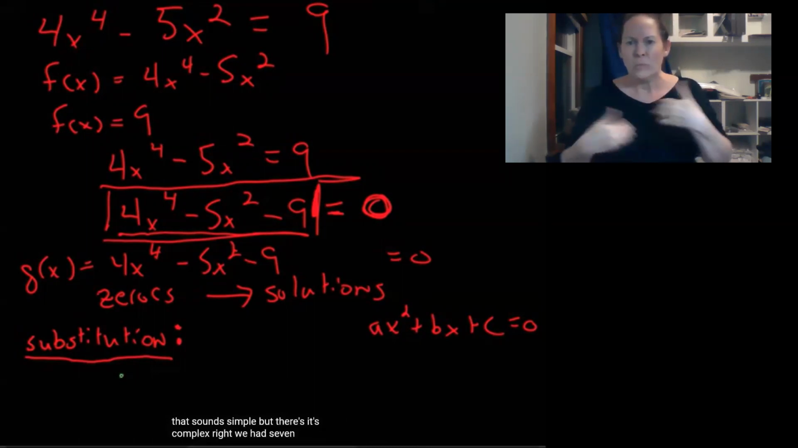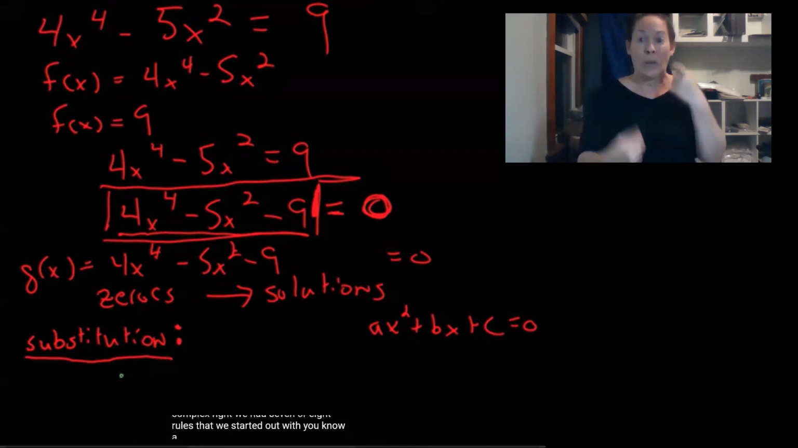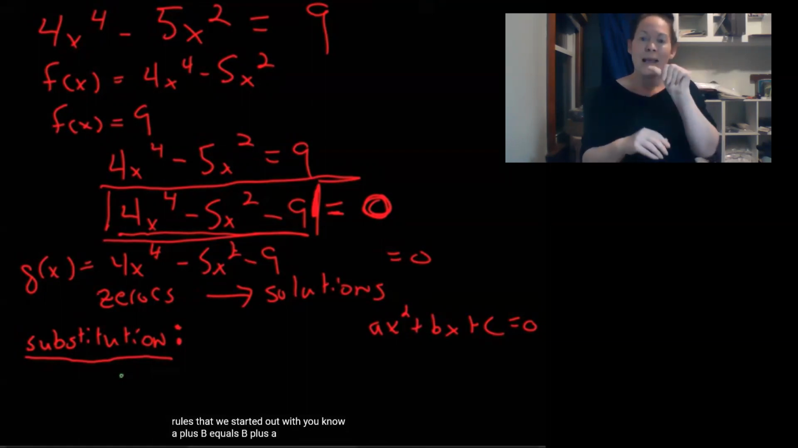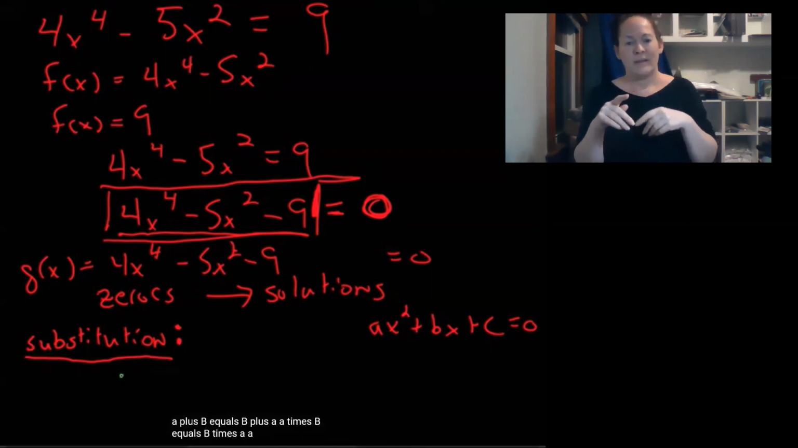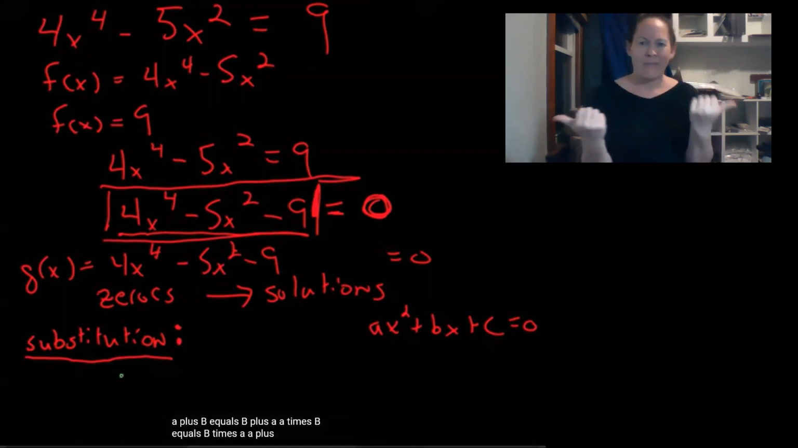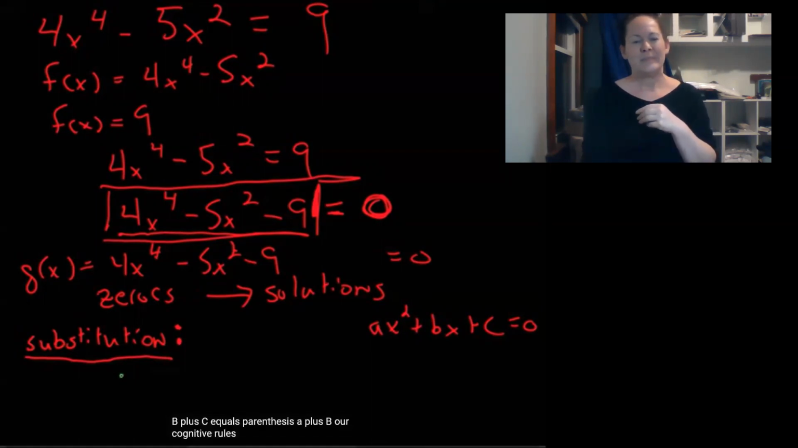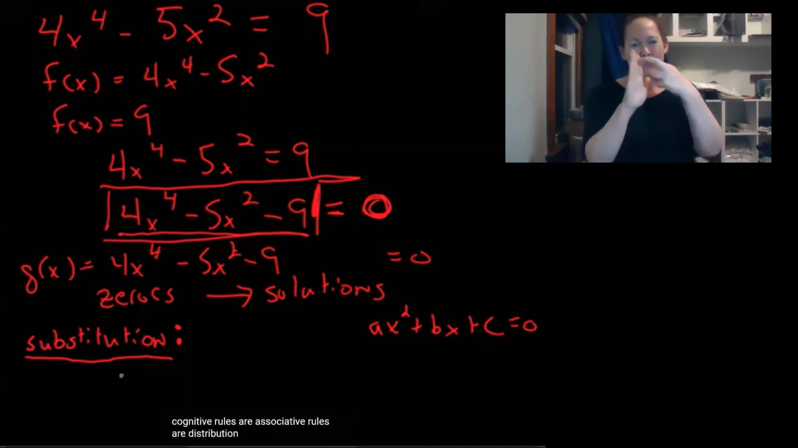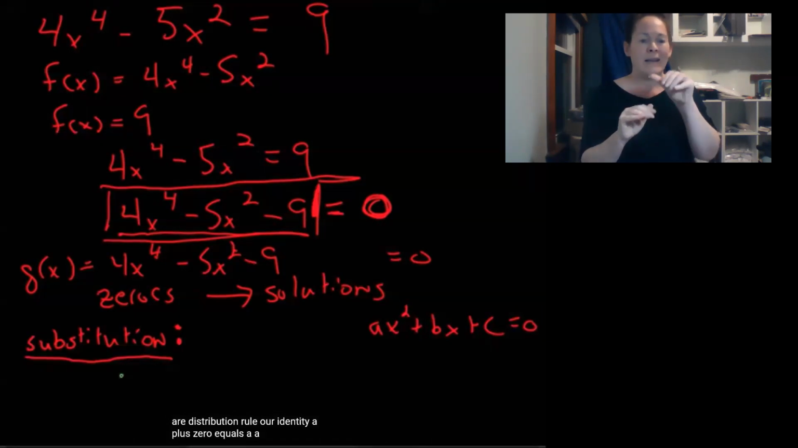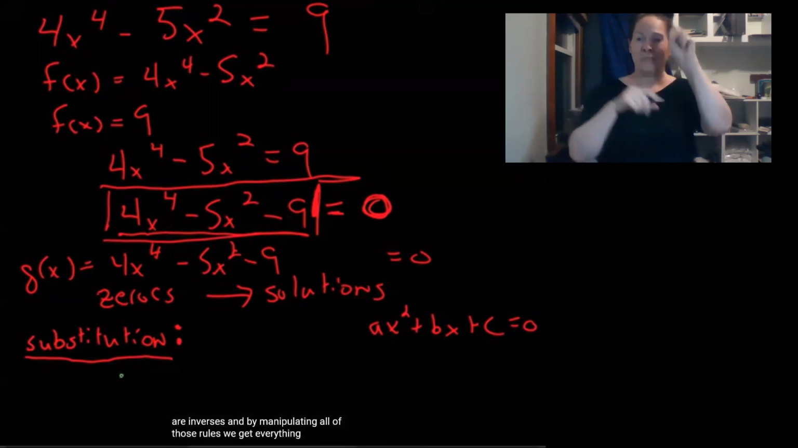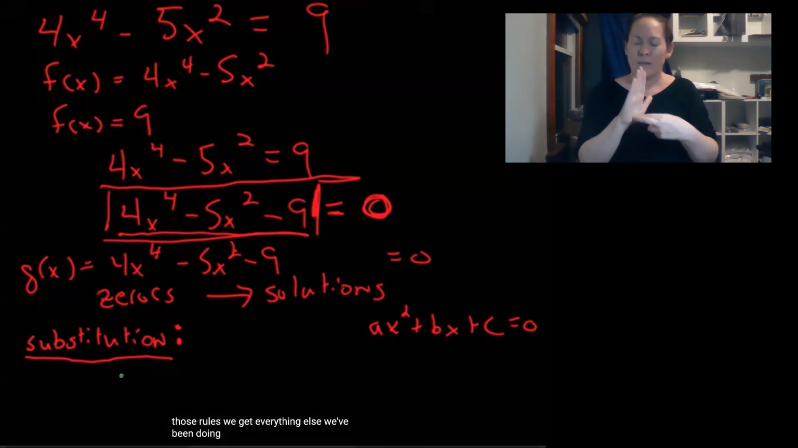We had 7 or 8 rules that we started out with: a plus b equals b plus a, a times b equals b times a, a plus (b plus c) equals (a plus b) plus c, right? Our commutative rules, our associative rules, our distribution rule, our identity, a plus 0 equals a, a times 1 equals a, our inverses. And by manipulating all of those rules, we get everything else we've been doing.